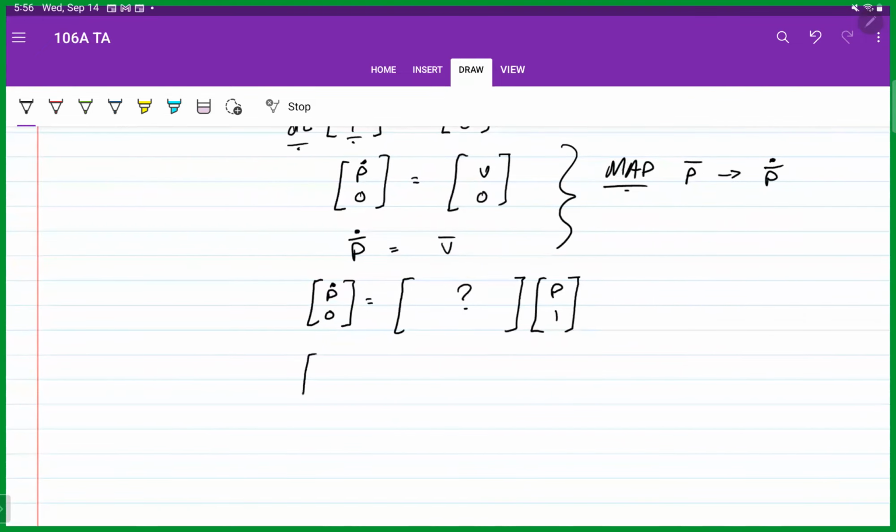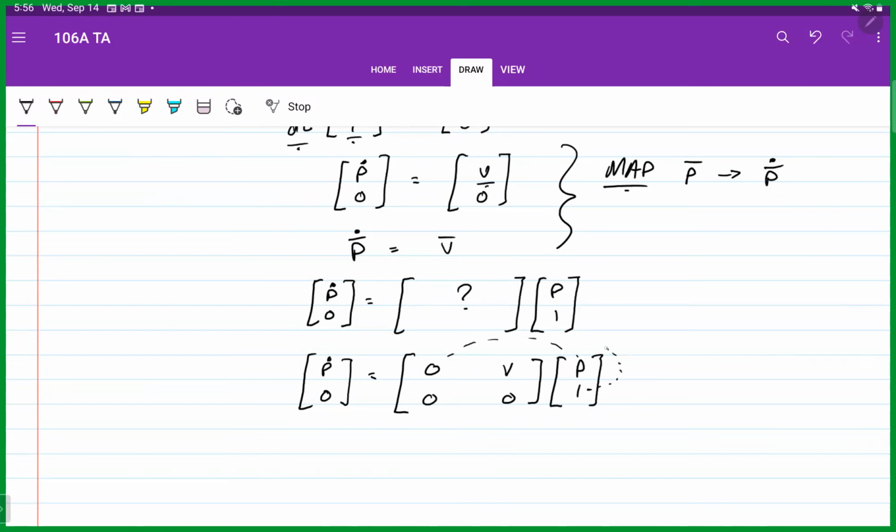So what I'm going to do is I'm just going to say p dot 0 equals 0, b, 0, 0, times p and 1. Because we noticed that there was no actual point p in this expression up here. So we want to knock that out, make sure that it doesn't show up. So we have p times 0. And we know that we have a velocity in there that we need to take care of, right? So we have plus 1 times v. So that's where our velocity comes in.